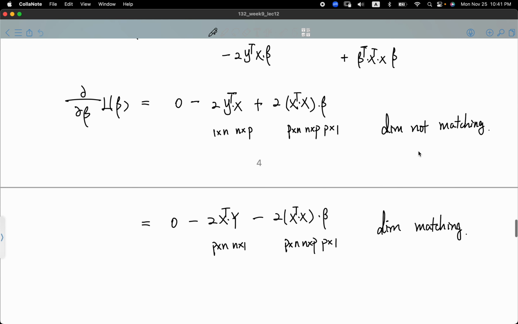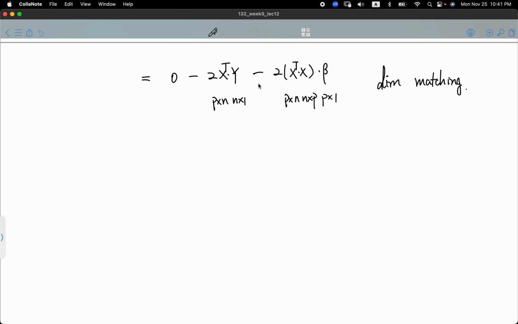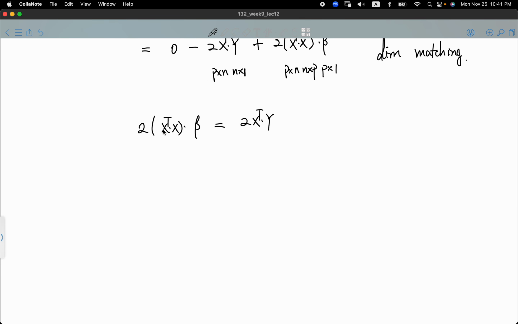Okay, so this is sometimes also called the gradient. Then you want to set the gradient equal to 0. So you will have 2 times x transpose x beta equal to 2 times x transpose y. Okay. Then x transpose x multiplied by beta equal to x transpose y.